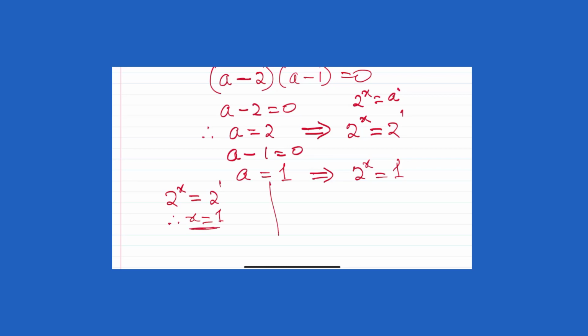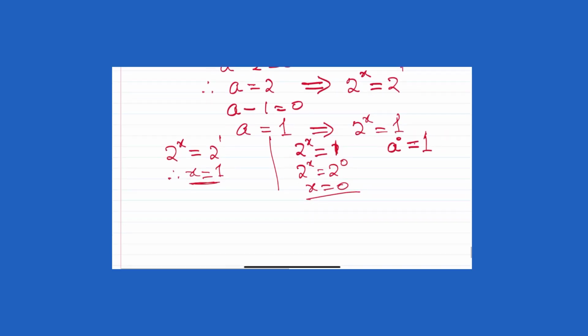And then we come back here. 2 to the power of x equals 1, so 2 to the power of x equals 2 to the power of 0, and x equals 0. Remember our index rule: anything to the power of 0 equals 1. And our final answer will be x equals 0 or 1. So therefore, x equals 0 or 1, and that will be our final answer.